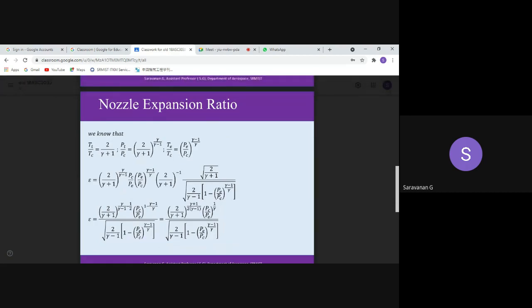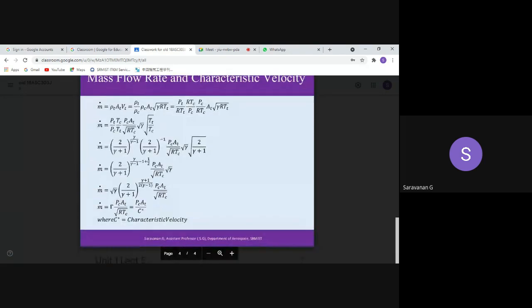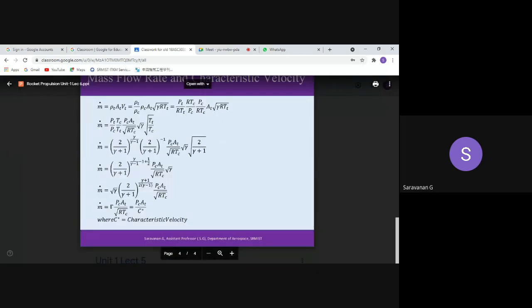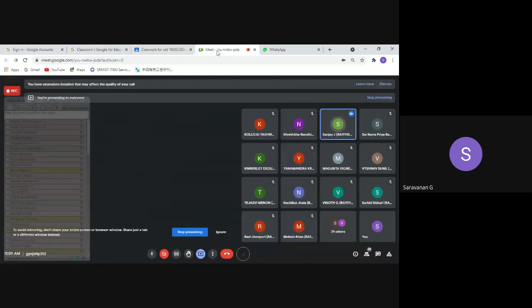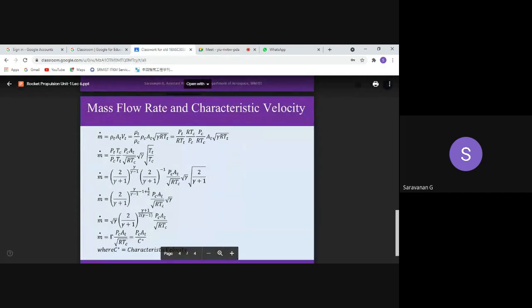For information, both of the last derived formulas are available in your gas table, so we can use them. There they may use P0 in place of PC, that may be the change they might have. PC, as I mentioned earlier, is equal to P naught. Both are the same. Since in propulsion it is the chamber, that's why I am using C, but in aerodynamics they use P naught.